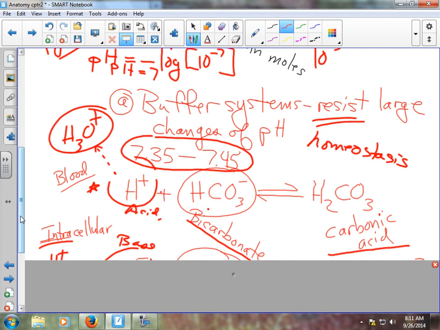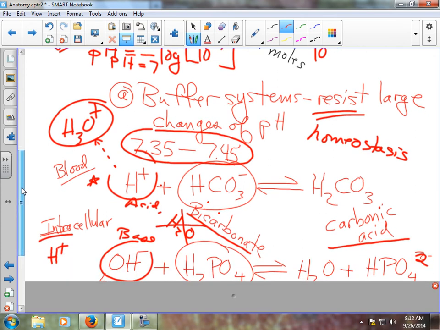And here's why. As those H+ entered my blood, they quickly got taken up by this, so it wouldn't connect to water. It never got a chance to connect to water because it got bonded to this, to form this, which is stable. So my pH wouldn't change, okay? And that's what's happening in my blood.